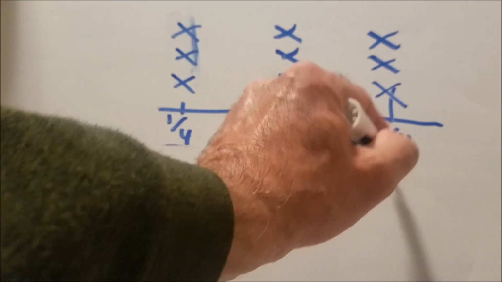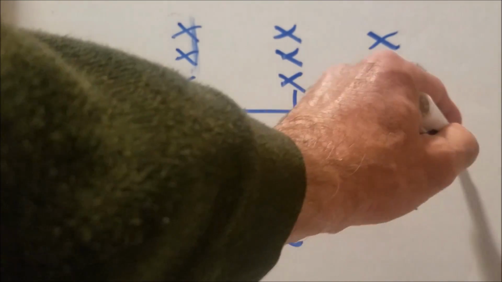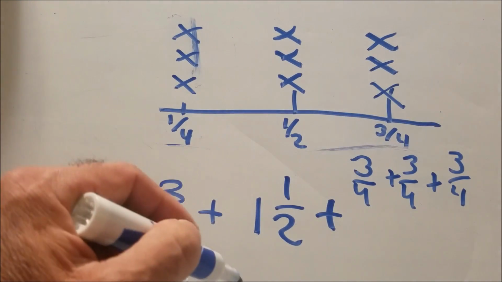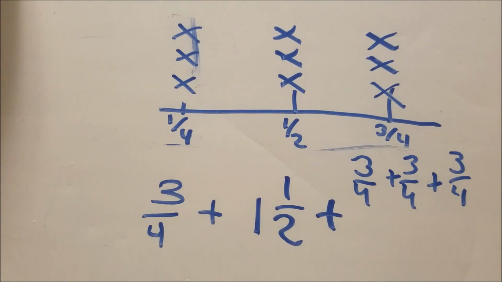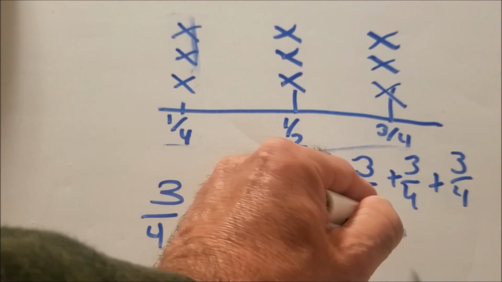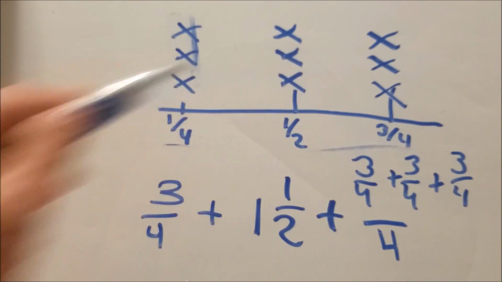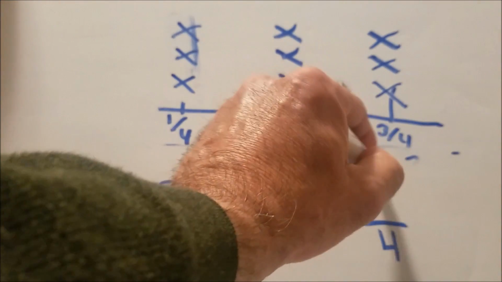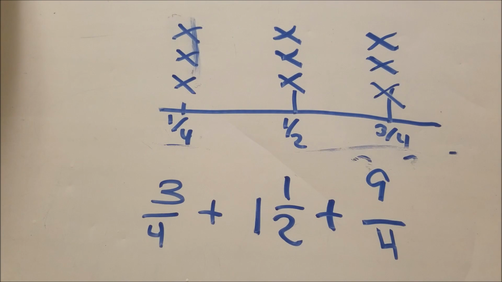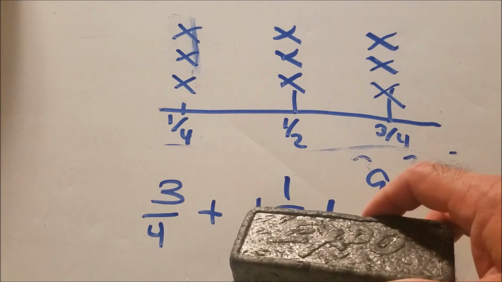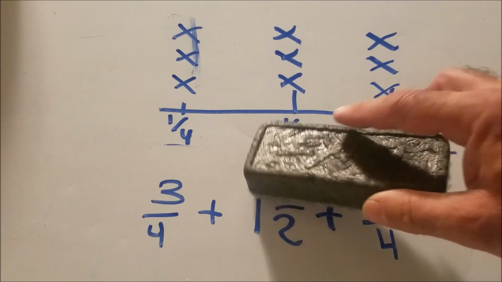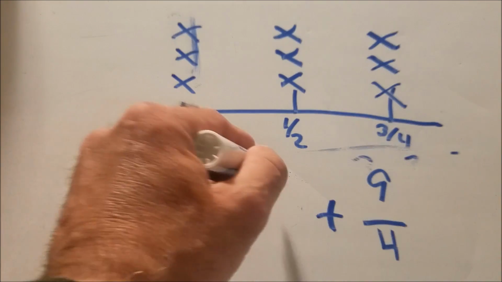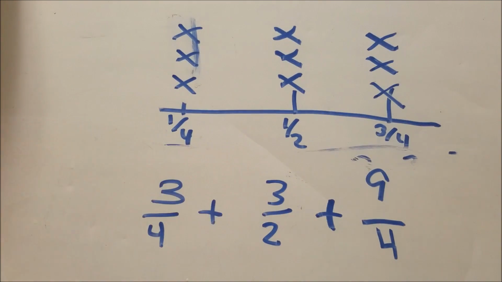3/4 plus 3/4 plus 3/4. What do you think that is? Keep the denominator, it's 4, and then add the numerator. 9/4. 9/4. And by the way, 1 1/2, 2 times 1 is 2, 2 plus 1 is 3, so that could be 3/2. Right?